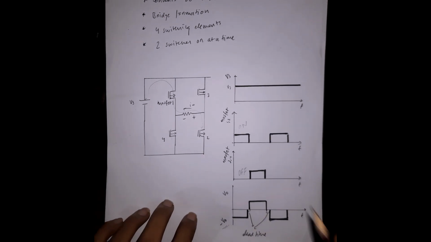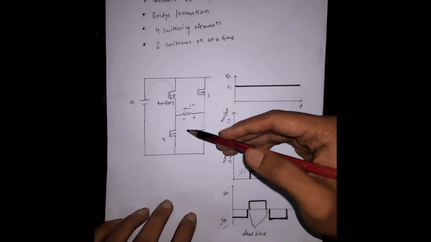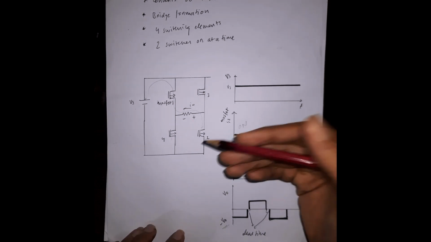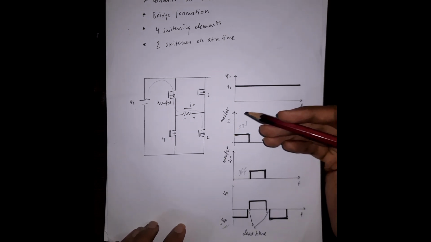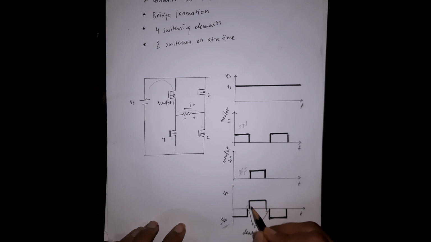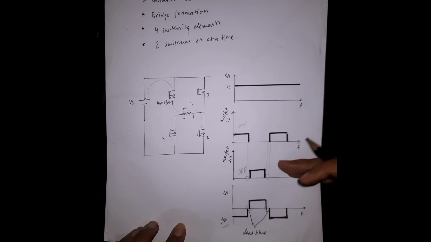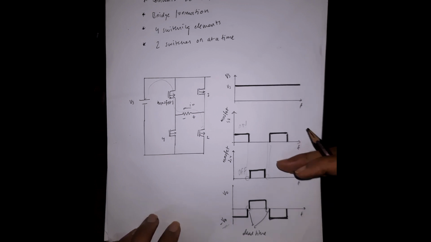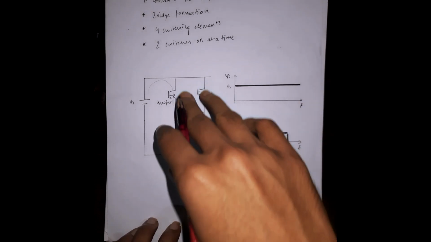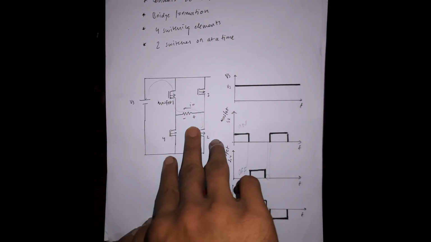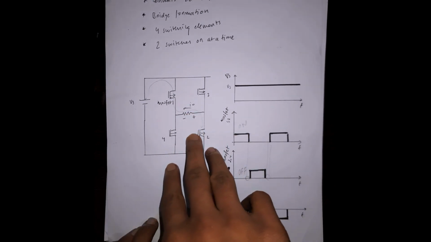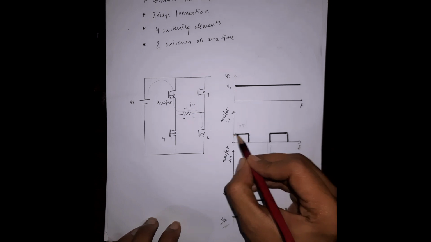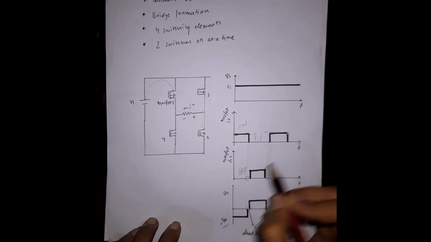Now before turning on MOSFET 3 and 4, we intentionally add a small amount of delay. This is known as dead time. As you can see, there is a small gap in the waveform. This delay is very important. This is called dead time. This is to prevent all the four MOSFETs from switching on at the same time. This will cause the conduction time to overlap.